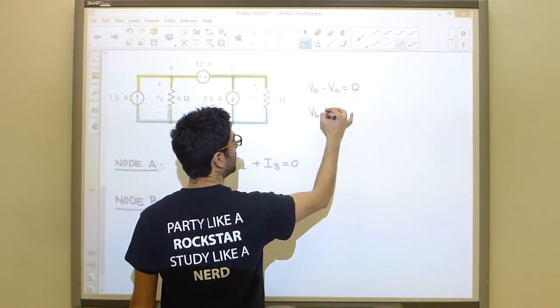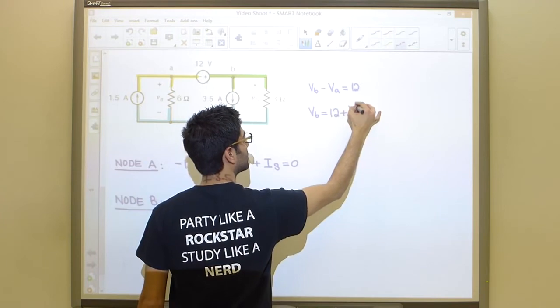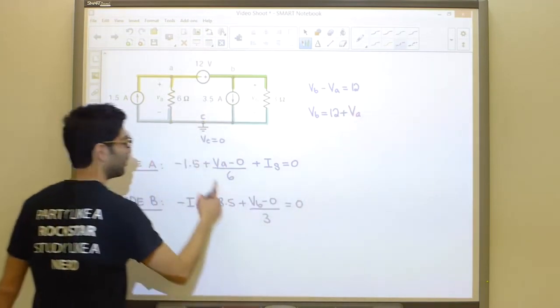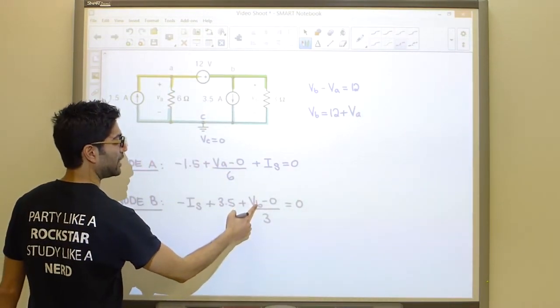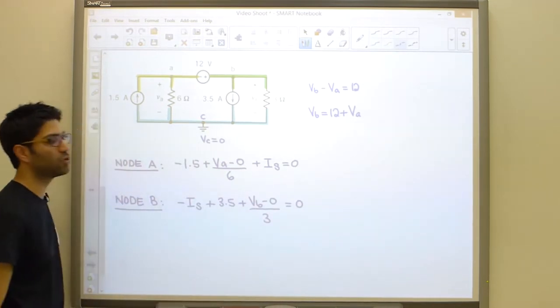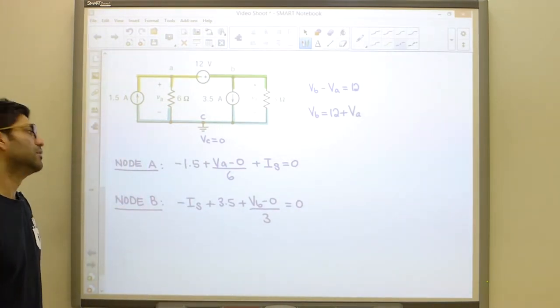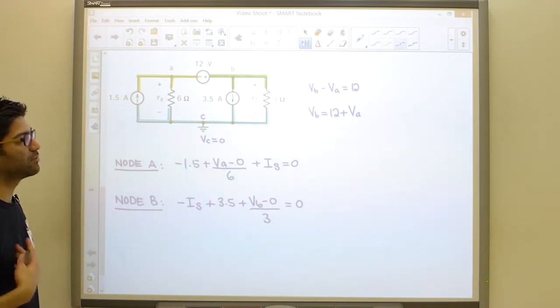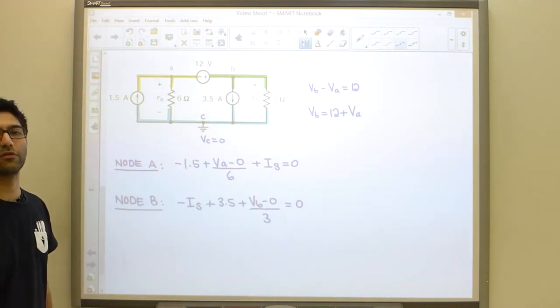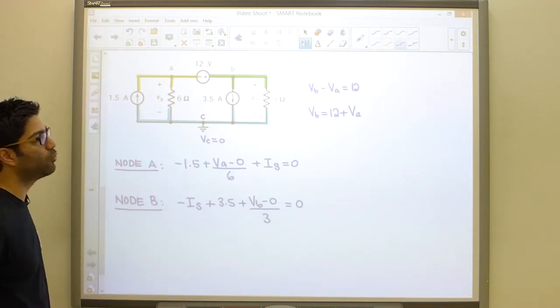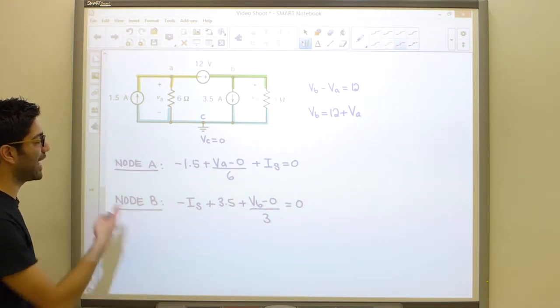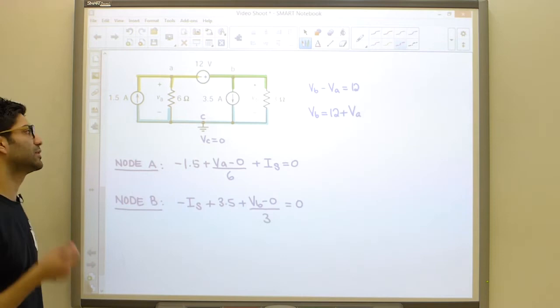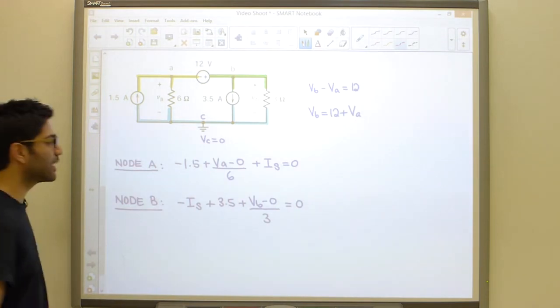We understand that VB is 12 plus VA. Plug this in everywhere you see VB, and then you'll have a 2 equation, 2 unknown problem. It's manageable, but it turns out that there is a smarter, faster, quicker way of solving this. You guys should try this at home and see if you get the same answers that I am about to get with the concept of the supernode. So let's take a look at that.